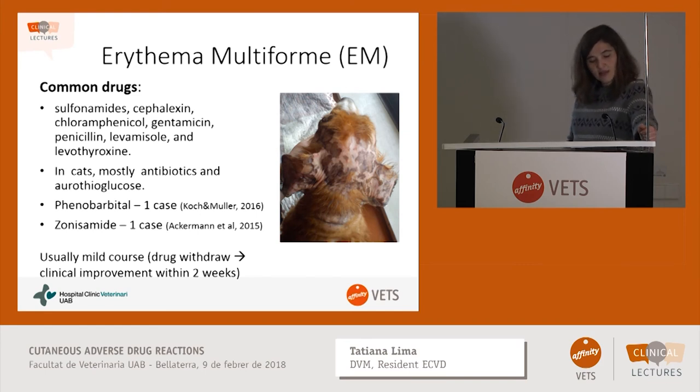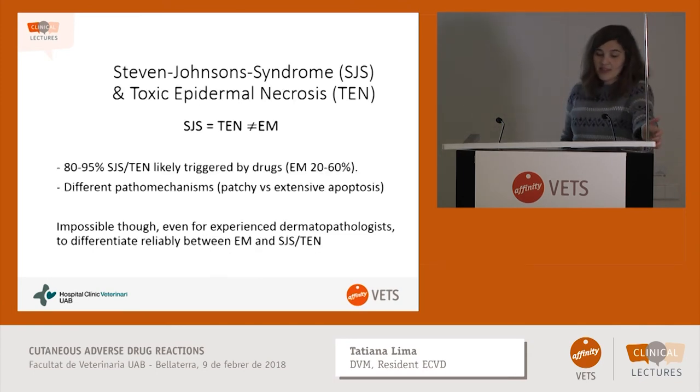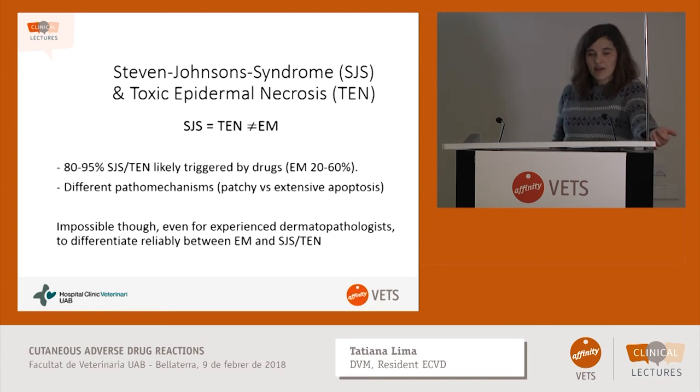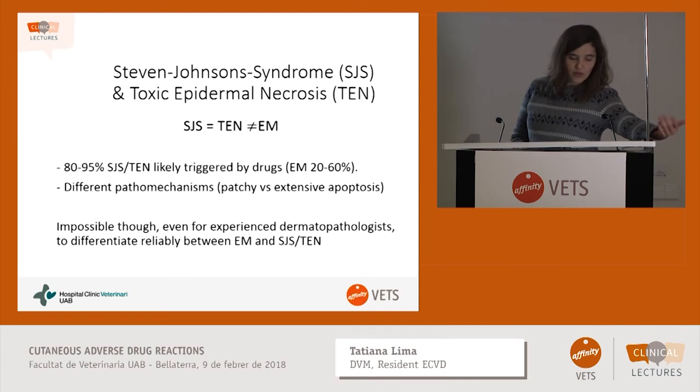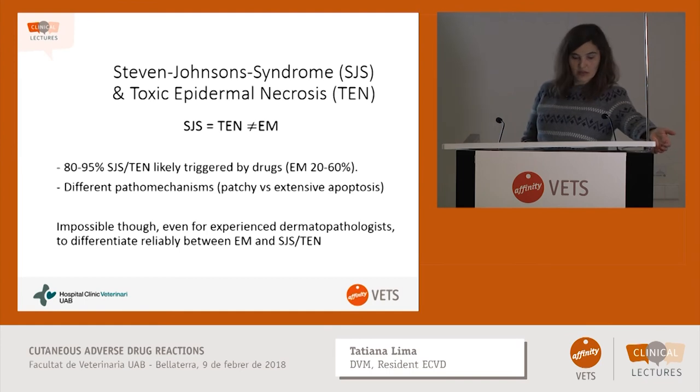Many times it has a mild course, and when you withdraw the drug, they will improve in 2 weeks. The other entity is Stevens-Johnson syndrome and toxic epidermal necrosis. Basically, they are the same, but with different extents. For many years, we veterinarians and in human medicine, we thought it was the same as erythema multiforme. Now we know that they are different entities.